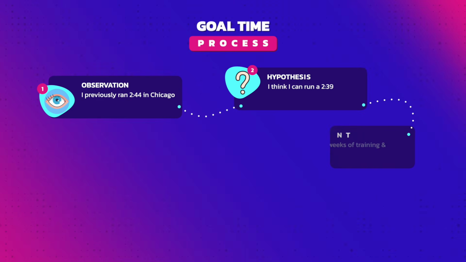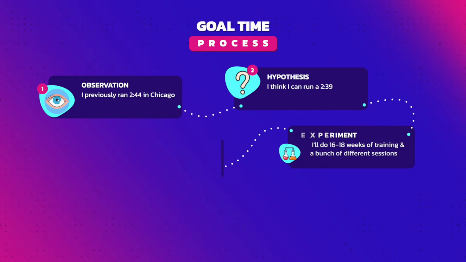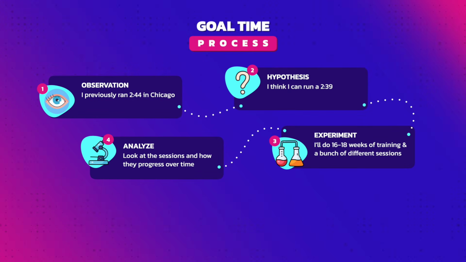The next bit is experimentation, and we're going to show you all the sessions we use to experiment, but that's the part of basically the training, the 18 weeks. I'm doing a bunch of experiments within the training that are going to tell me whether 2:39 is a realistic outcome or not. And on top of that, you have analyze, which is looking into the data of each of those sessions and what they are telling me about what I'm going to possibly be able to do.